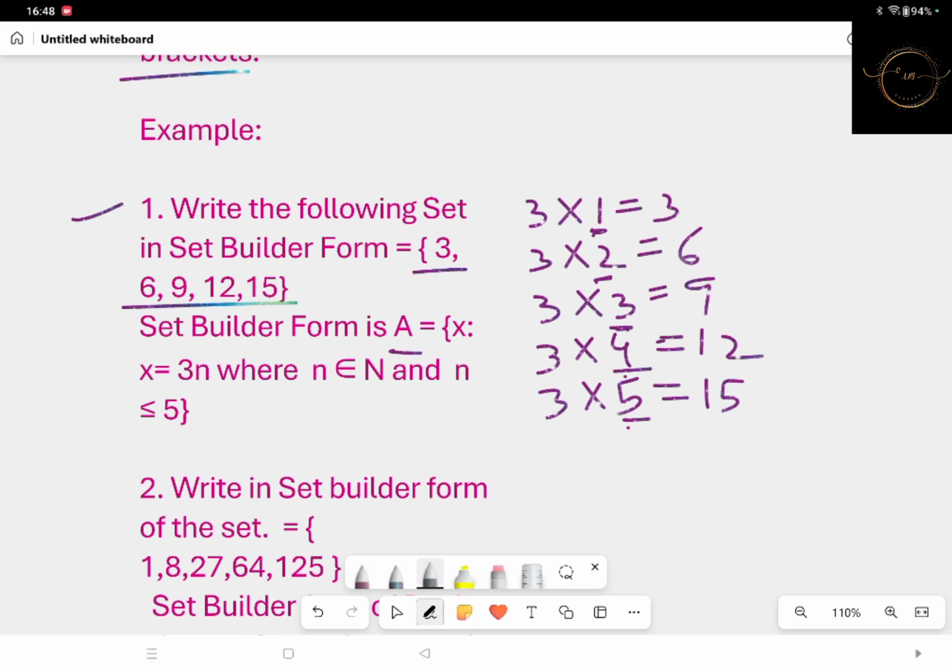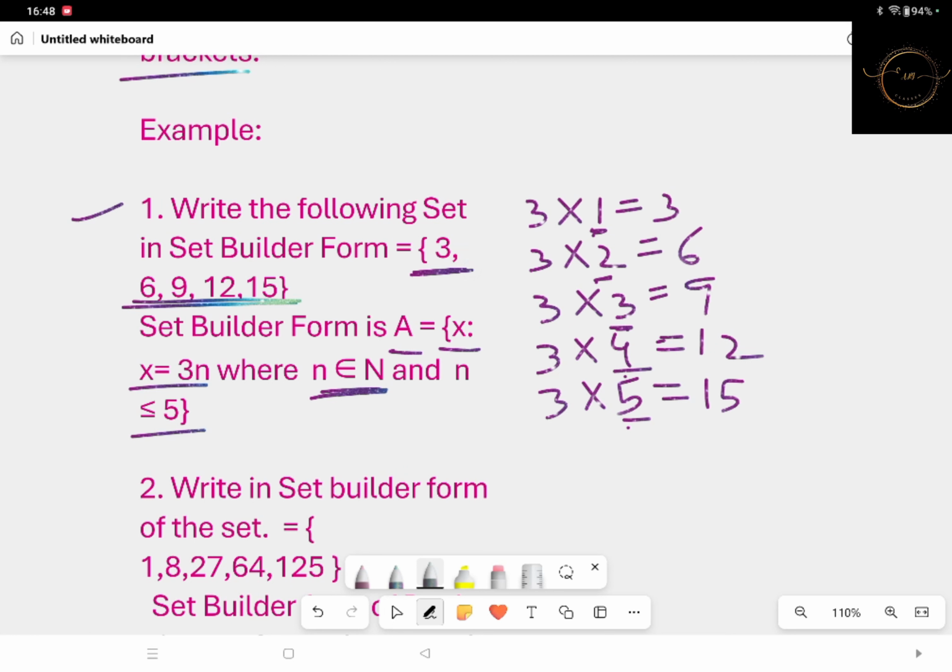So capital A is equal to, it should be written in a single line. I have written it, but it somehow came in the second line. But when you are writing in your copies, make sure you write in one single line. x such that, this is the such that sign, x equals 3n. Why n? This n belongs to capital N and n is less than or equal to 5. n less than or equal to 5 means n can be 5 or less than 5. That means it will take the numbers 1, 2, 3, 4, 5, and natural number means it will start from 1. So it's given in roster form.